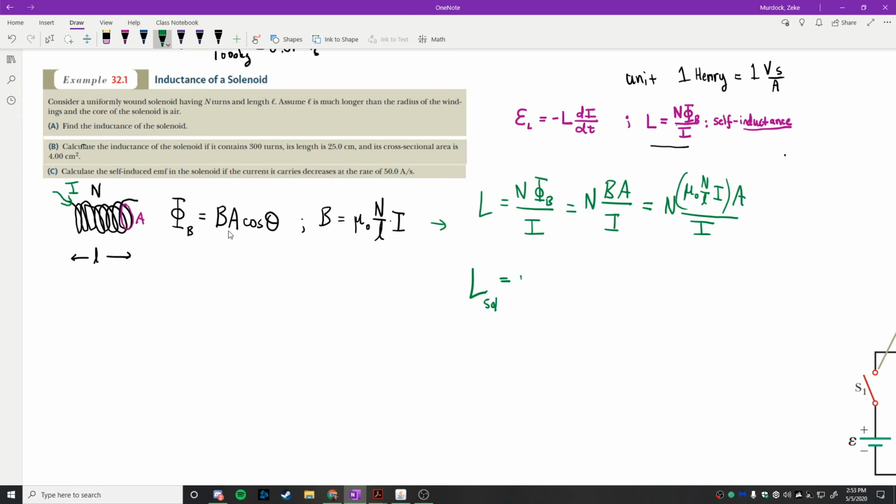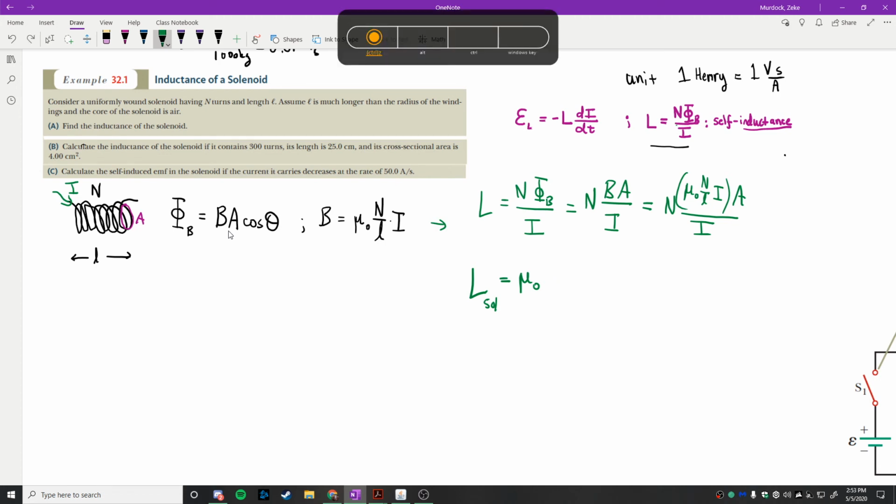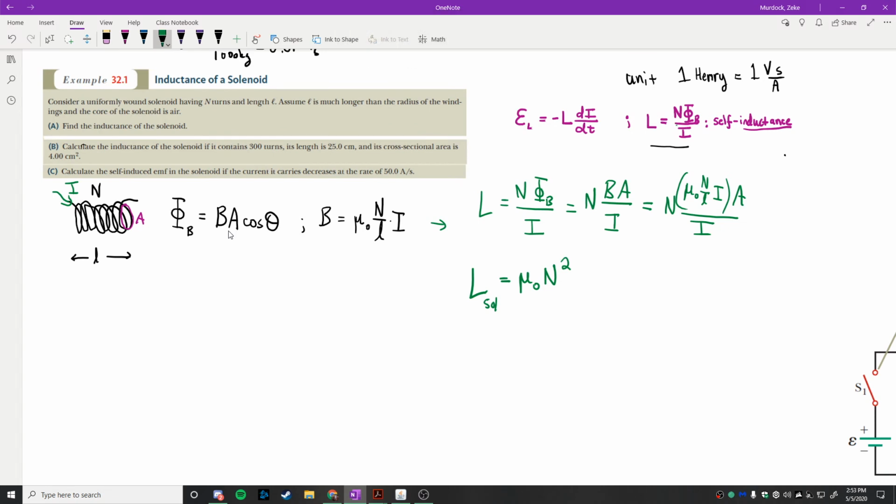There's going to be a mu naught. There is an N squared. And the I's cancel. Oh, there's nothing in the denominator. So it's mu naught N squared. Oh, there's an L in the denominator, times the area, and then divided by the length. Something's wrong with me that I couldn't do that simple algebra there. Does that look right to you guys?